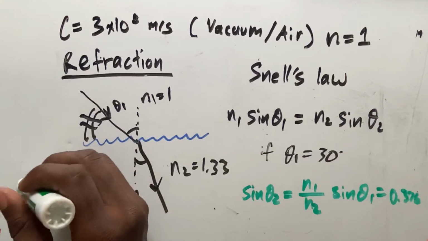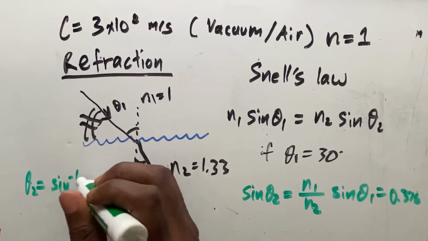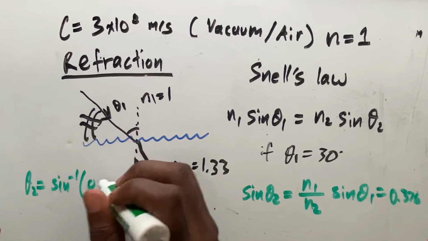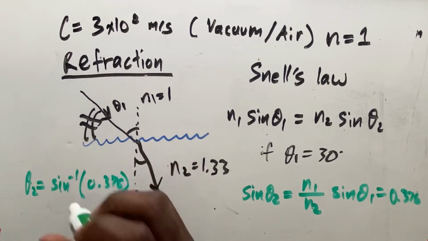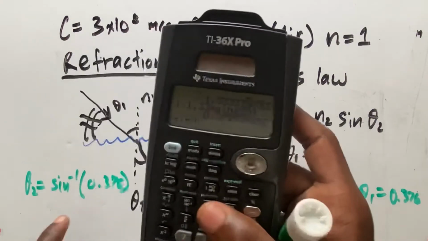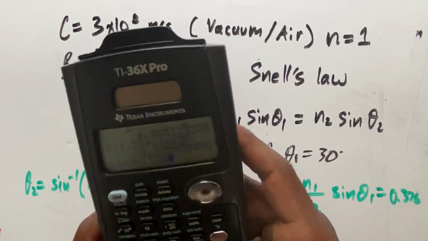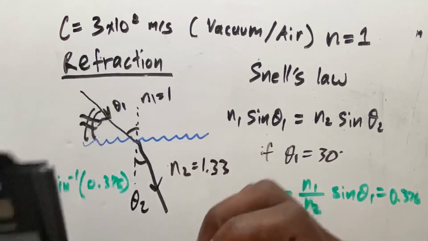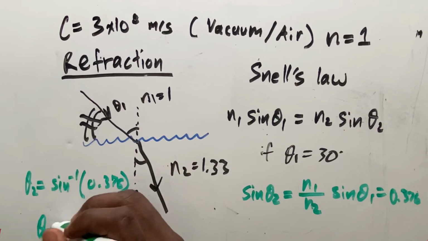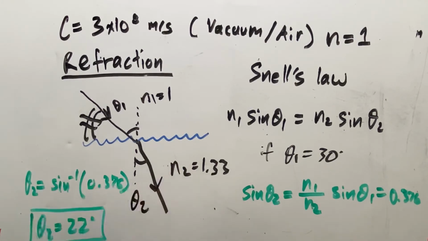So theta 2 equals... And then we just put that in our calculator using the inverse sine, the sine with the -1, of 0.376, and get 22 degrees. So theta 2 equals 22 degrees. Boom. All right, so that makes sense.